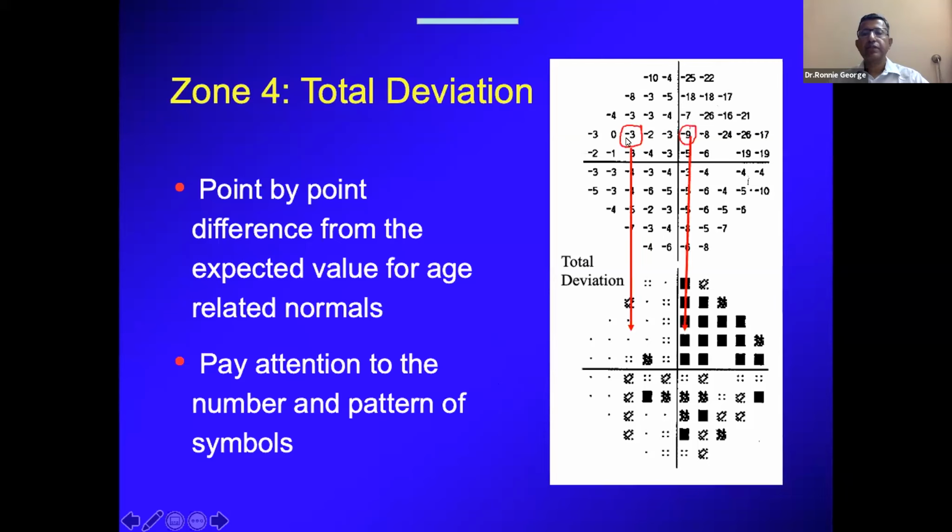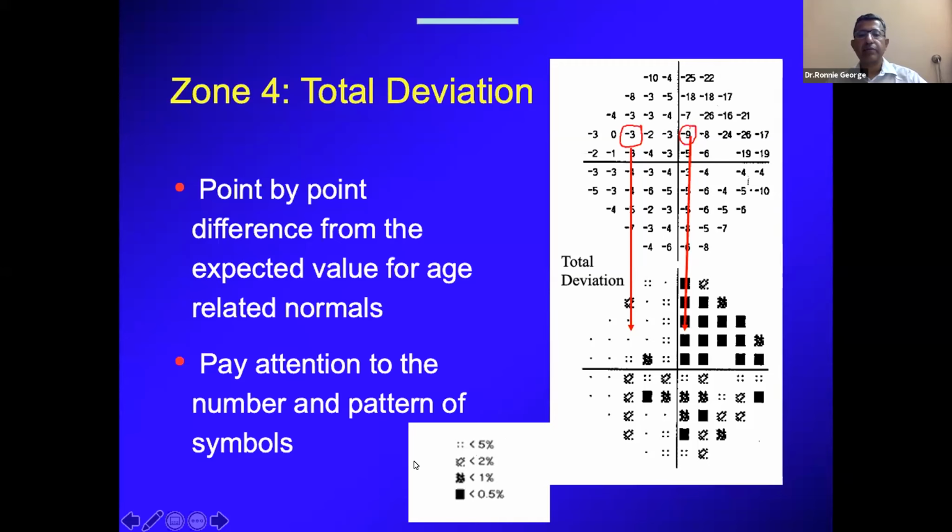Each of these stimuli is then classified depending on the degree of abnormality, and this is classified using this scale. If this point is so depressed that this sort of depression would be expected to be seen in less than 0.5% of normal individuals, you get this entire big black square.